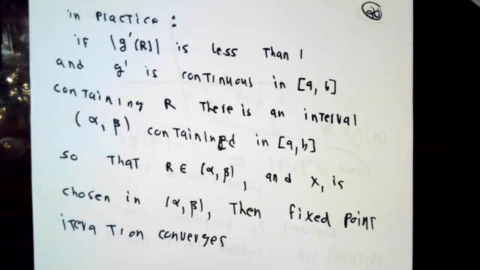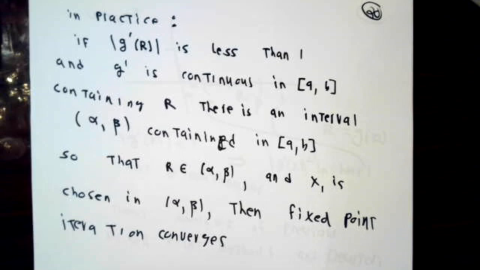In practice, things are usually not that nice, though. In practice, the best that you can hope for is this sort of situation. If g prime at r is less than 1 in absolute value, and if g is continuous in the interval from a to b, the continuity says the size of absolute value g prime x can't suddenly jump from being less than 1 to bigger than 1. There's no discontinuity in it.